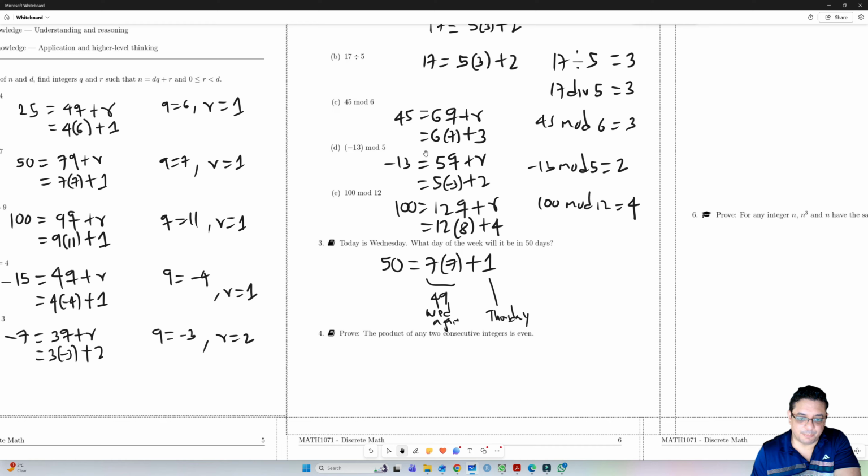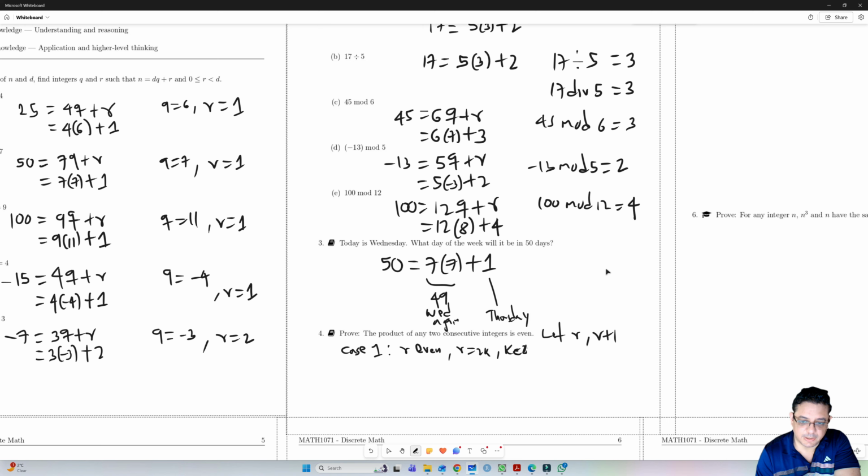Now, question number 4 is a proof. It says, prove that the product of any 2 consecutive integers is even. This is probably something that I should do by cases, since it's going to be easier that way. So let r and r plus 1 be 2 consecutive numbers. Case number 1 is r is even. So if r is even, r equals 2k for a certain k that belongs to the integers.